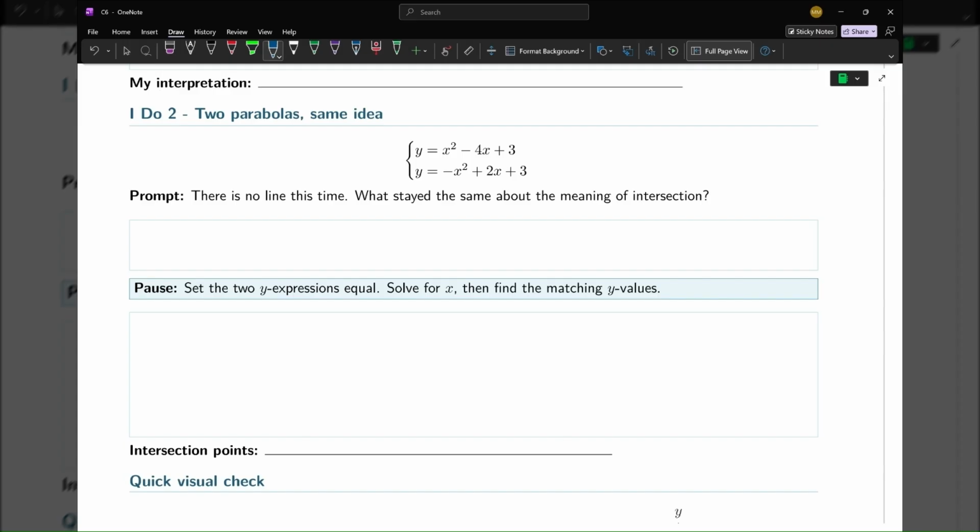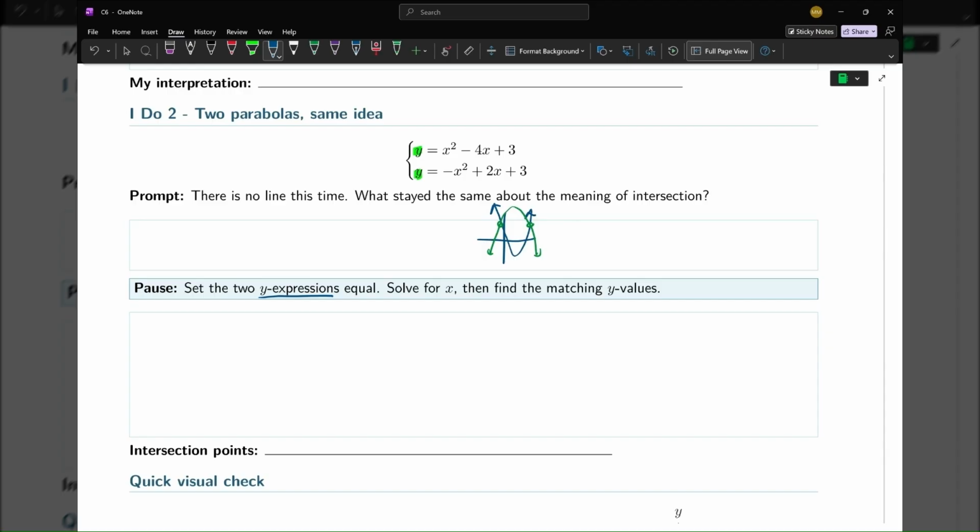Well, if we sketch it, what we're saying is we have some parabola. This sketch is not going to be perfect by any means, but I have some parabola opening up and some parabola opening down. Those intersection points are still going to be where the x's and y's are equal, where those equations give the same output. So again, we have y equals one thing and y also equals another thing. Let's just set those y expressions equal to each other, solve for x, and then work back for y.